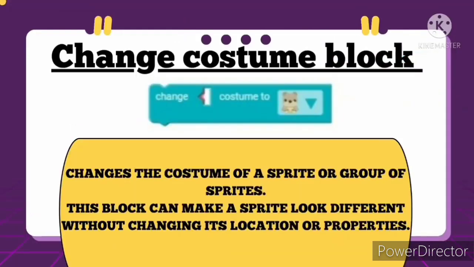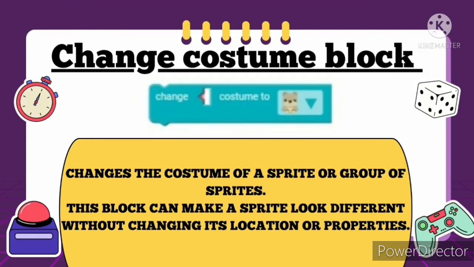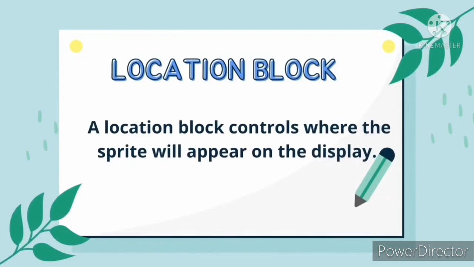Next, we are going to be working also with the change costume block. Now, this block is used to change how a sprite looks. It changes the costume of a sprite or group of sprites. It changes the look or appearance of a sprite without changing its location or properties.